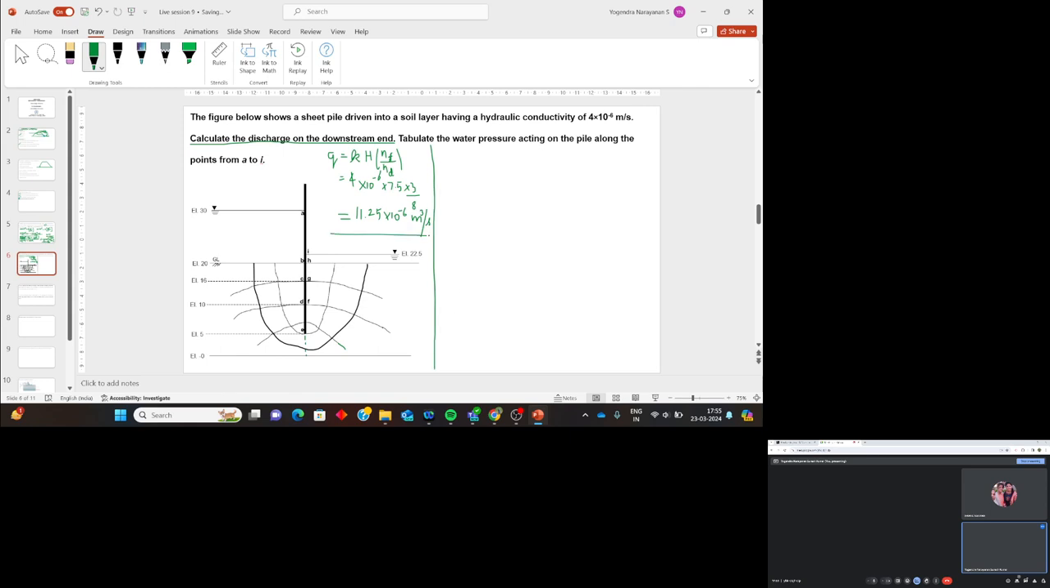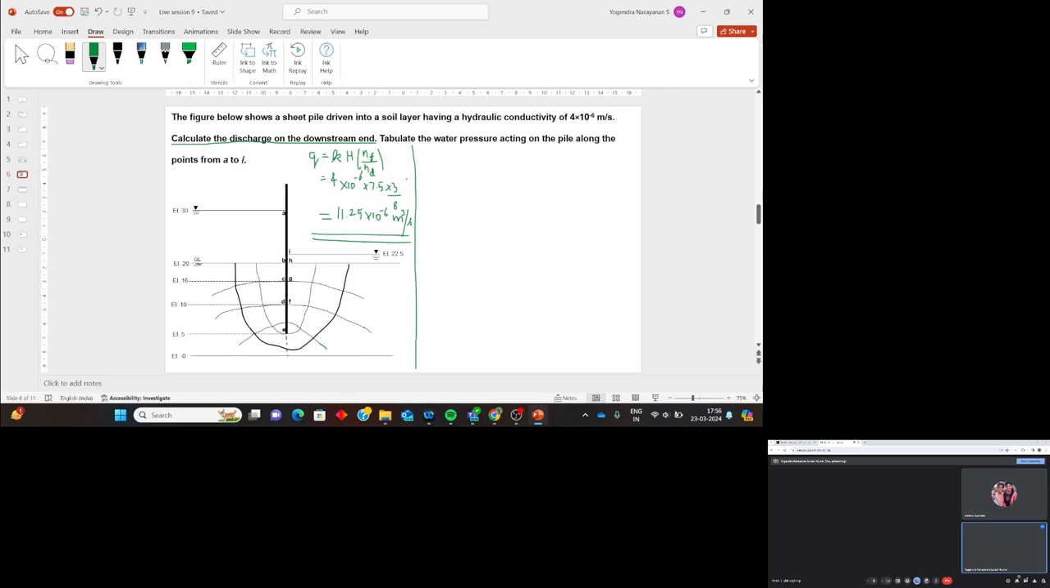So this first part is done. Right? Now, tabulate the water pressures acting on the pile along the points from A to I. So you are able to see the points now, A, B, C, D up to I. Hello? Yes, sir. Are you able to see the points A, B, C, D up to I? Yes, sir.